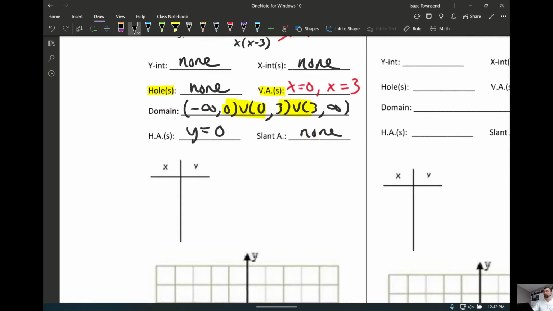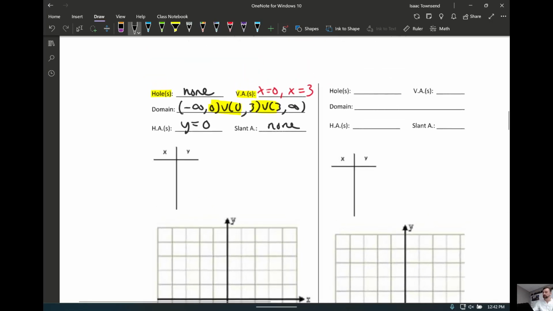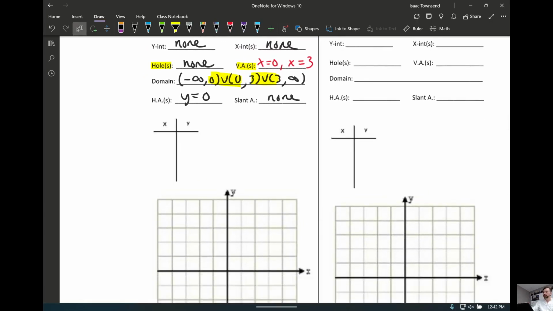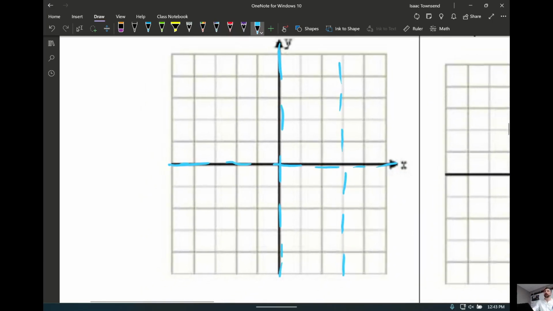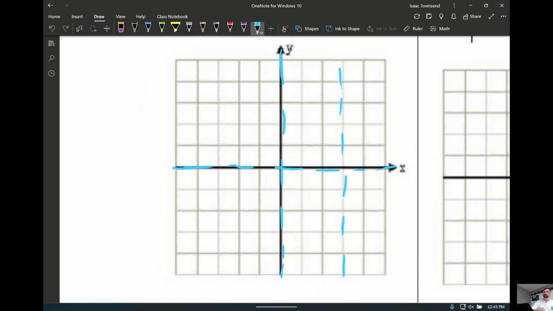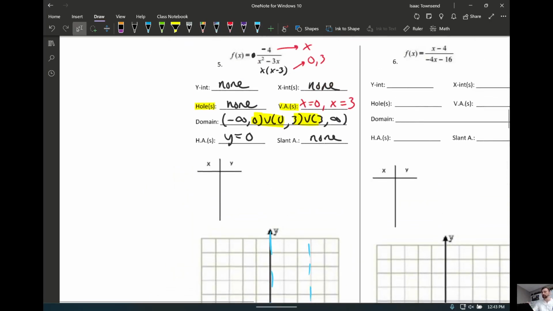All right, as far as your graph goes, unfortunately you have 0 points, it looks like, but you've got 3 asymptotes. You've got x equals 0, x equals 3, and y equals 0. So you can't really start your graph if you've got 0 points. You've got to have some points to know where your graph is somewhere in here.